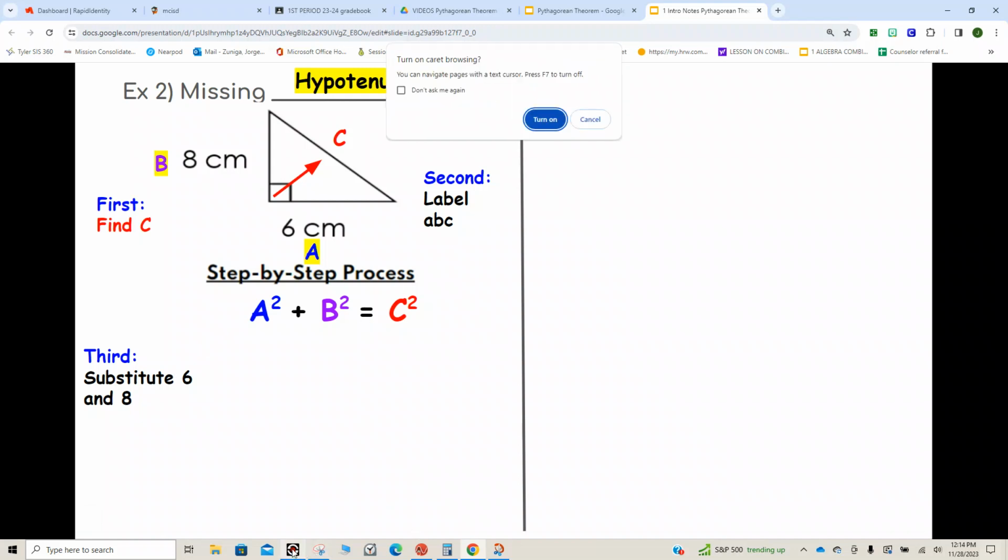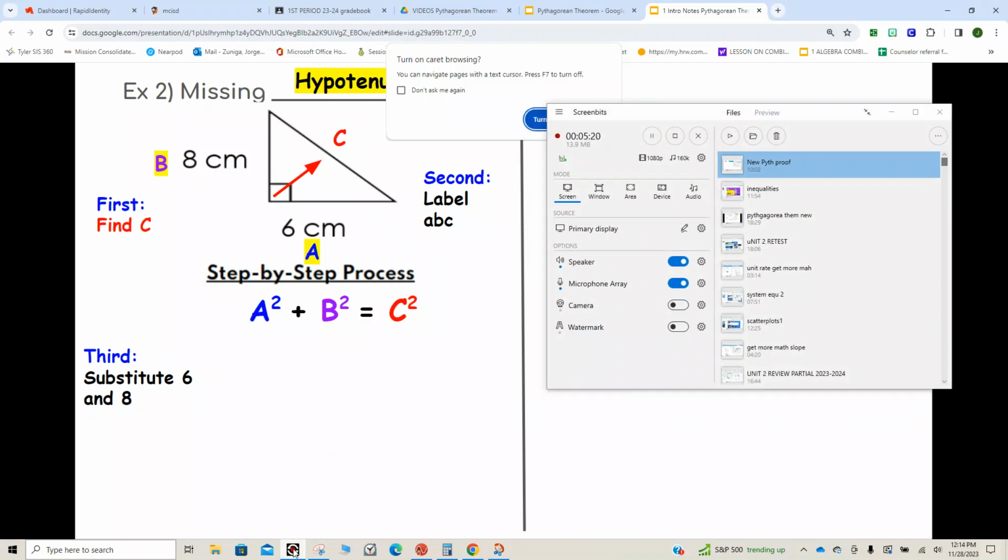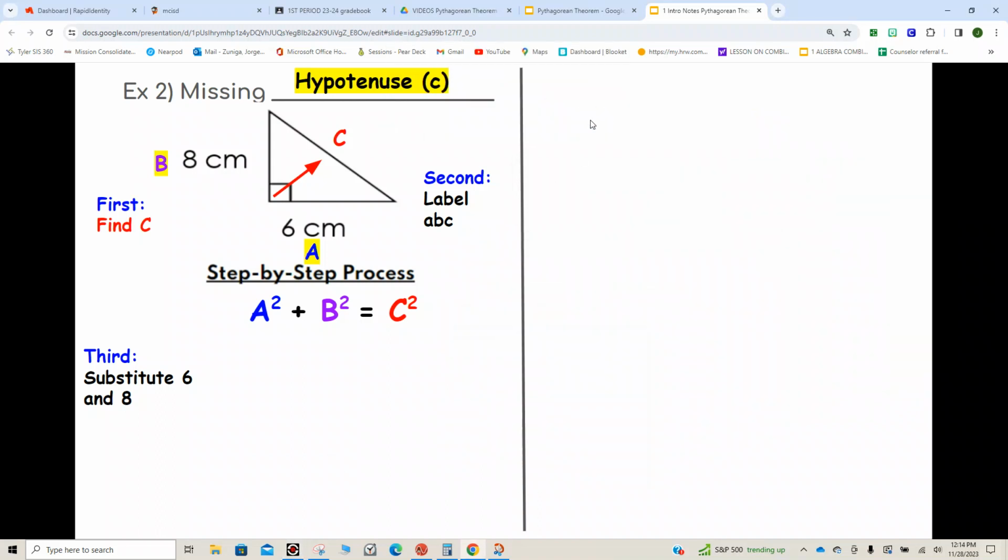Let me just make sure that this is okay. I don't know why it's giving me this.